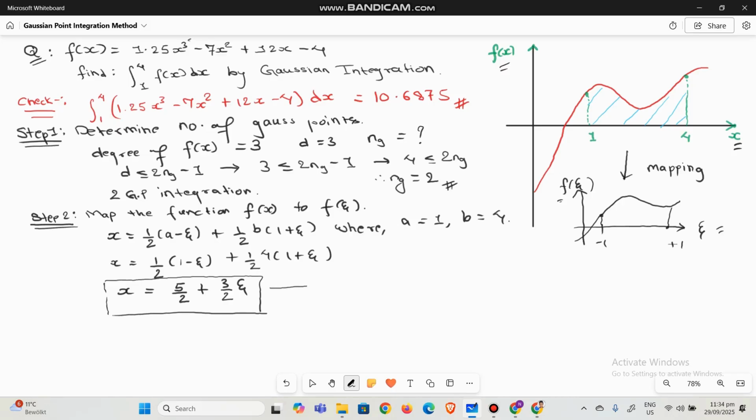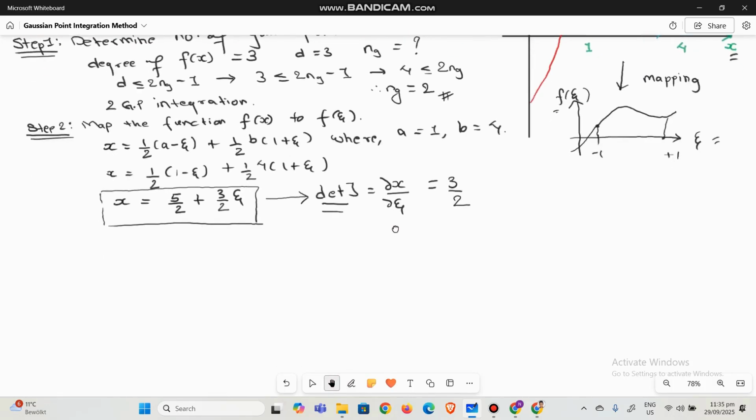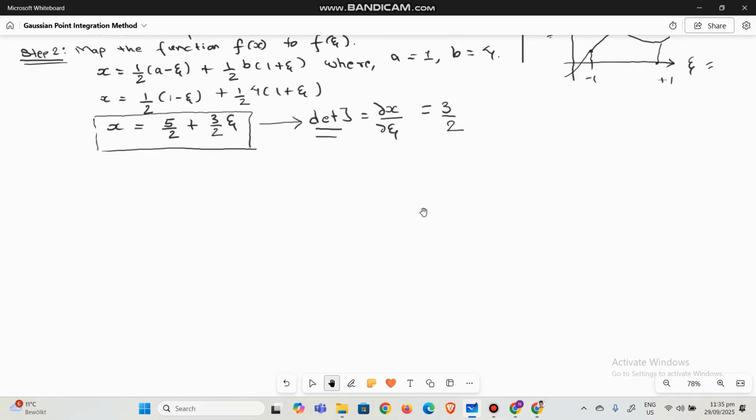And as you have already seen in the formula before, we need to find something called the determinant of the Jacobian, which is just the partial derivative dx over dxi, and we just get 3 over 2. The determinant of the Jacobian is to be found when we change the coordinate system from one to the other, which we did here. So now let's move on and see what we have to do in step number 3.